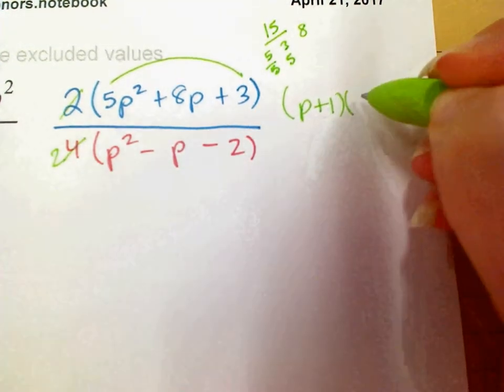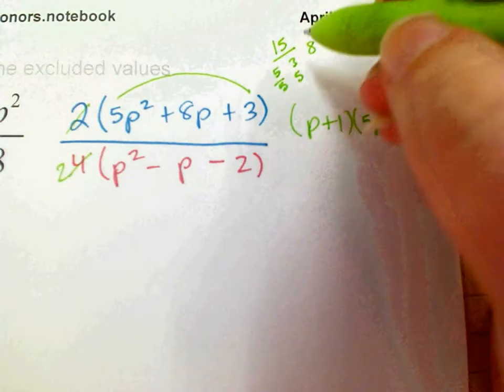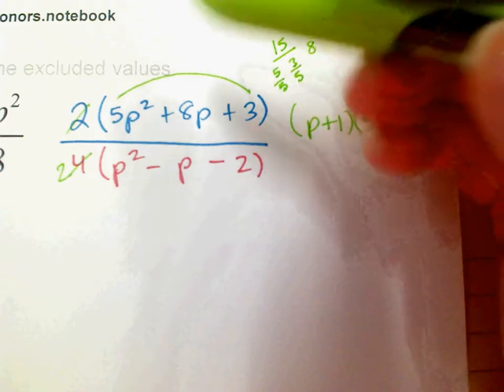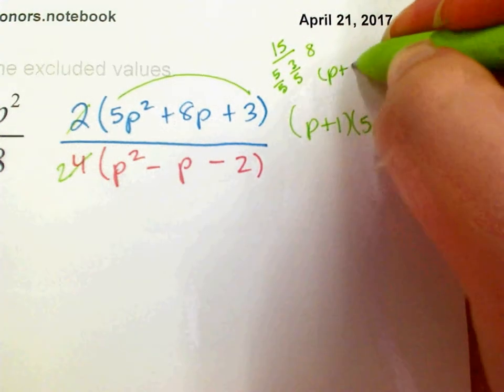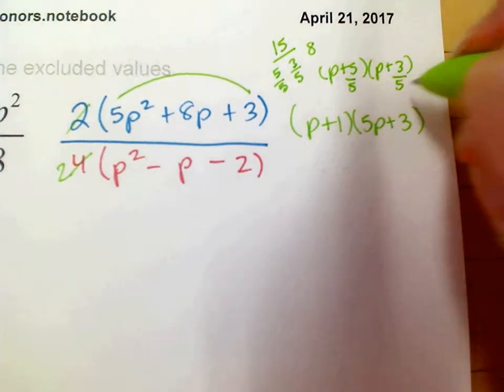Do y'all see where I got that? I said the factors of 15 that add up to 8 are 5 and 3, but I had to remember to divide them by 5. But if you wanted to write them out like p plus 5 and then p plus 3 and then divide it by 5, that's where I got those. Okay? What about the denominator?